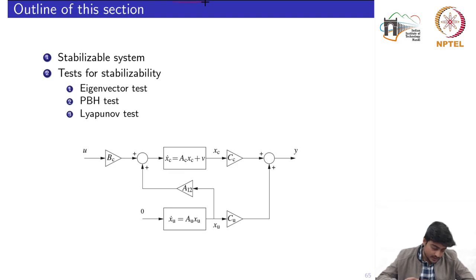Okay, so first we'll introduce the definition of the stabilizable systems. Then we will see three different tests for stabilizability, similar to what we had seen for controllability: the eigenvector test, the PBH test, and the Lyapunov test.